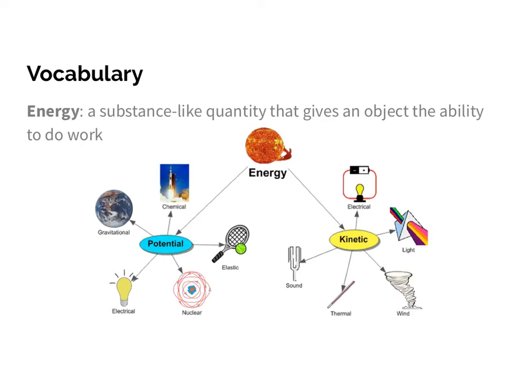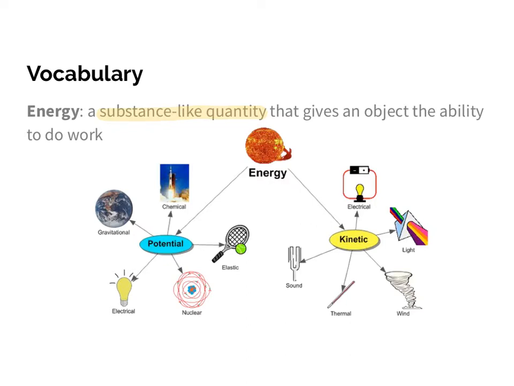So energy is something you might have learned about a long time ago in physical science. Energy is a substance-like quantity that gives us the ability to do work. The key thing here is that it is considered a substance-like quantity. That's kind of how I define it, because it is something that can be transferred. We might eat, for example, we might need food that gives us energy.